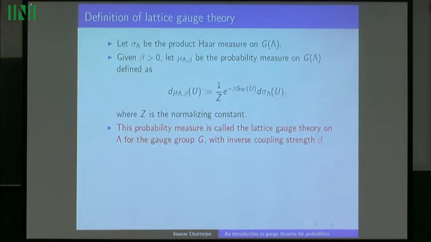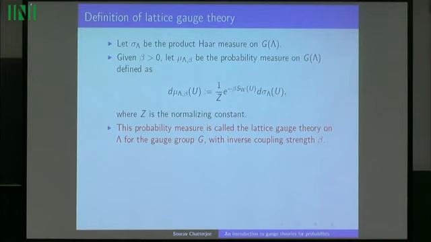And then you have the product Haar measure on these matrices. You take the product Haar measure and put a density in front, and the density is e to the minus beta times the Wilson action, where the Wilson action is defined as in the previous slide. You sum over all plaquettes, and for each plaquette you take the product of the matrices, take I minus that, the trace, the real part, sum over all plaquettes, and that's the lattice gauge theory.